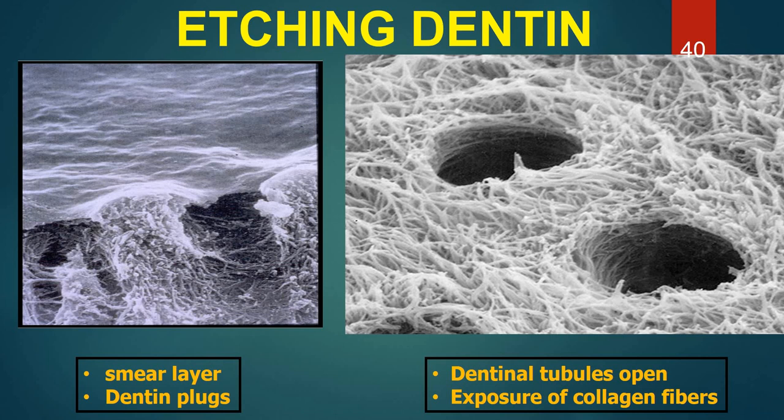In this scanning microscope image, we see etched dentin. In the first slide, we see the smear layer and dentin plaques, and in the second microscope image, we see the dentinal tubules open and exposure of collagen fibers.